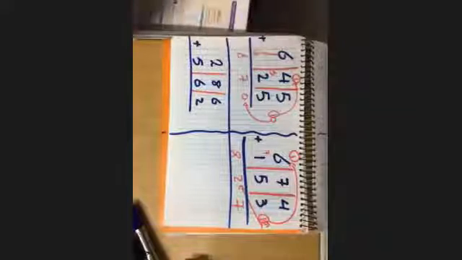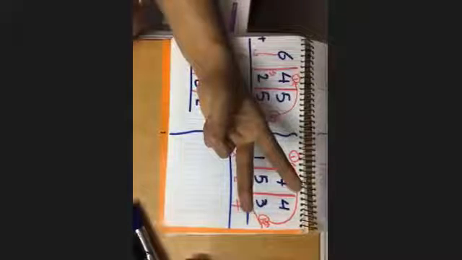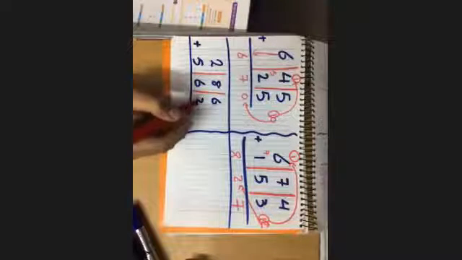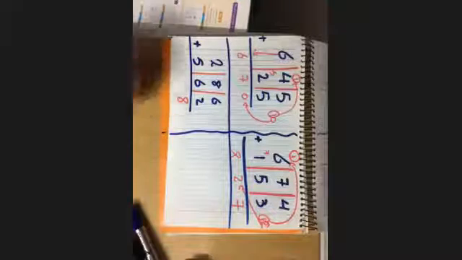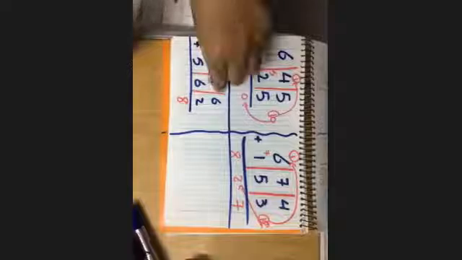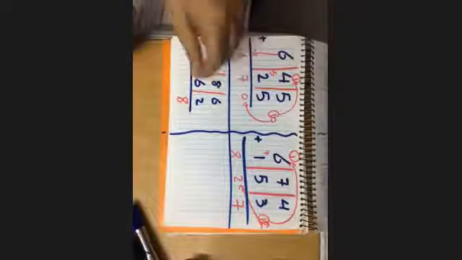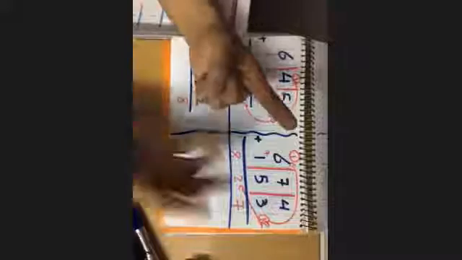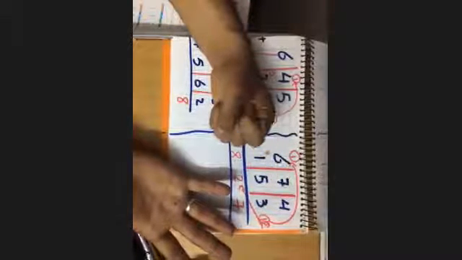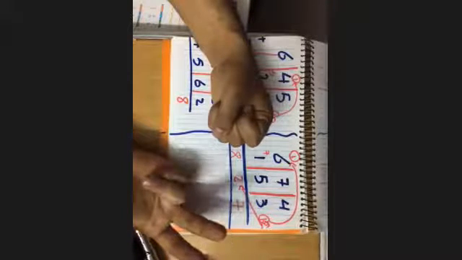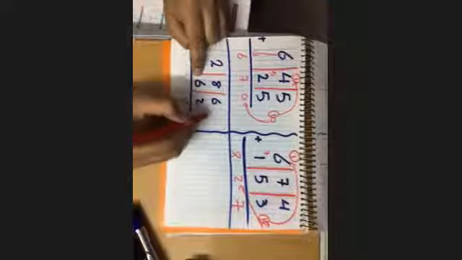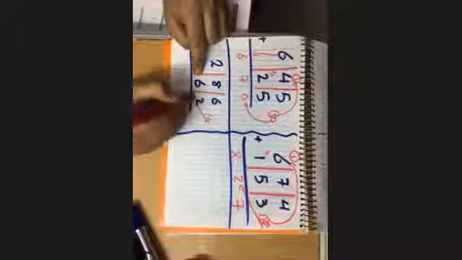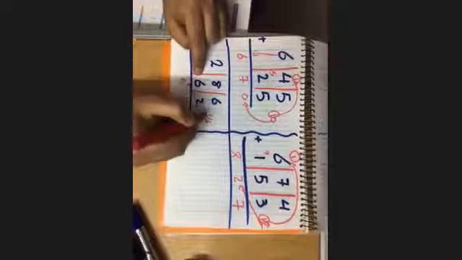I will take 6 in my head and 2 in my hand. After 6, 7, 8. So 6 plus 2 equals 8. Only one digit, so we write it down. 8 plus 6. I will take 8 and put it in my head. And 6, I will put it in my hand. After 8, 9, 10, 11, 12, 13, 14. So 8 plus 6 equals 14. Write 4 here and make carry 1.